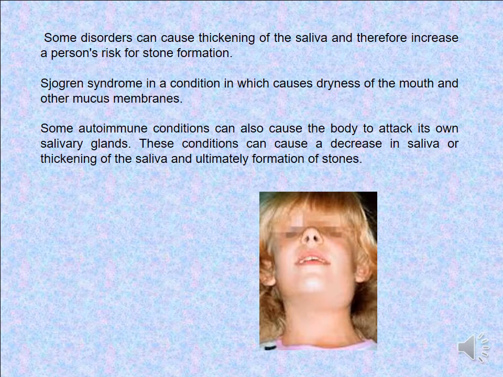Some disorders can cause thickening of saliva and therefore increase a person's risk for stone formation, like Sjogren syndrome, a condition which causes dryness of the mouth and other mucous membranes. Some autoimmune conditions can also cause the body to attack its own salivary gland. This can cause a decrease in saliva or thickening of the saliva and ultimately formation of stone.